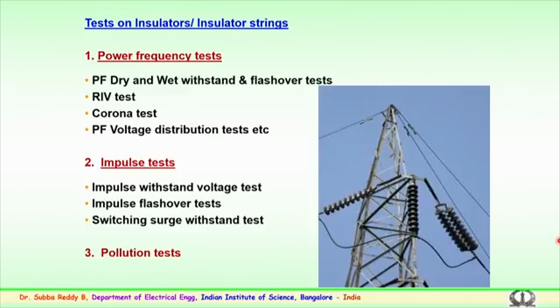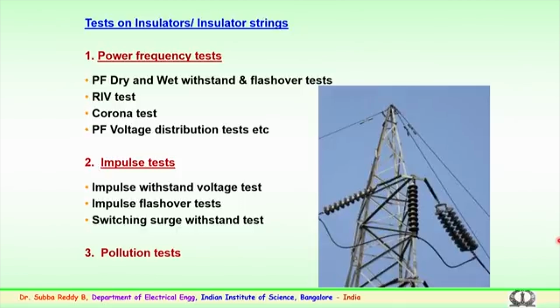This is followed by the corona test, corona visible discharges and audible noise, which are emitted from the hardware, accessories, conductors and also the insulator metal fixtures. These have to be limited, and the noise generated by these, which sometimes causes serious concern, has to be limited. Followed by the power frequency corona is the power frequency voltage distribution test.